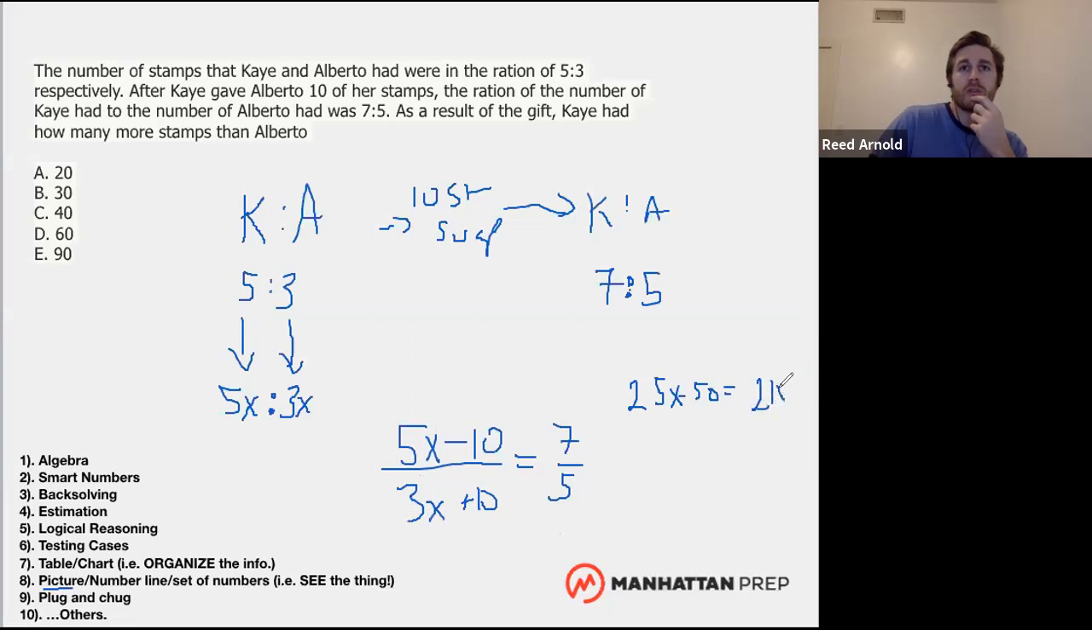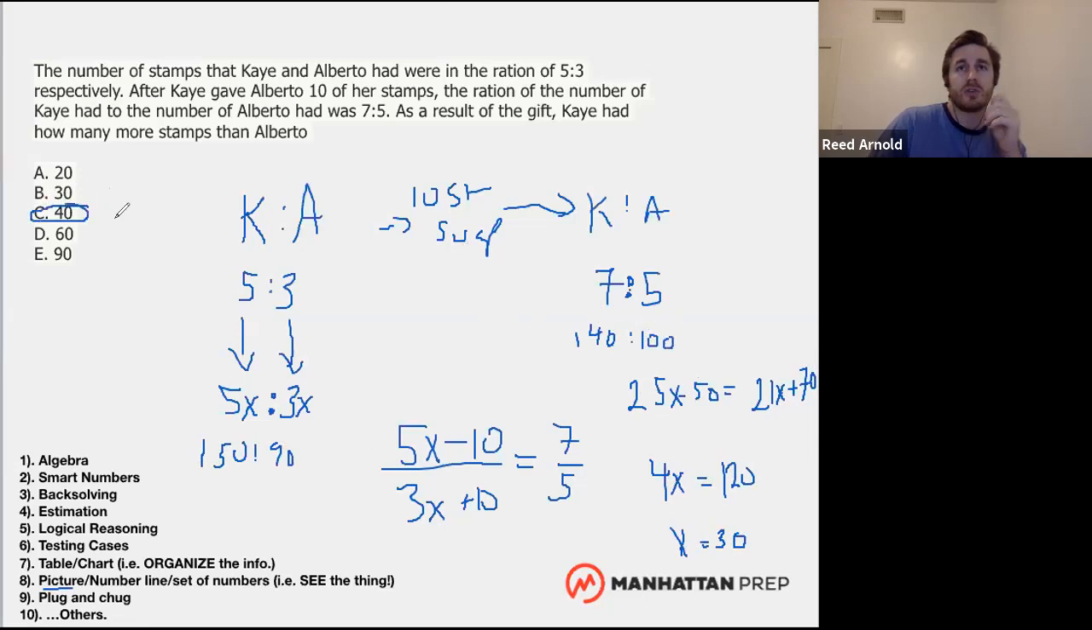$21x plus 70. Subtract the 21x to get 4x, add the 50 to get 120. X is going to equal 30. So that tells me that originally it was a 150 to 90 situation, and then it was a 140 to 100 situation because there was a swap of 10, and so K has 40 more stamps than Alberto.